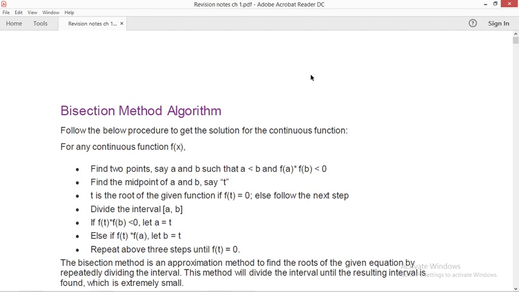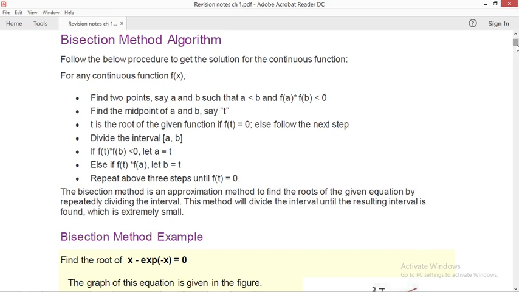Alright, so in this lecture today we'll be doing revision, and we'll be starting with the first chapter, which was about finding the root and interpolation. So let's begin with the bisection method. In this method you find out the root in a way that you cut an interval into two parts.